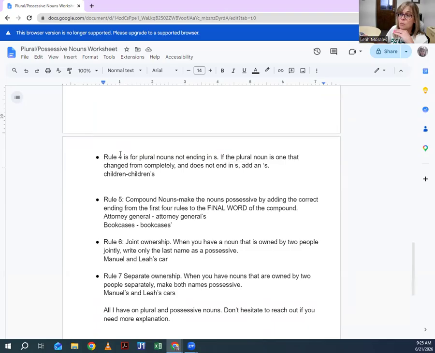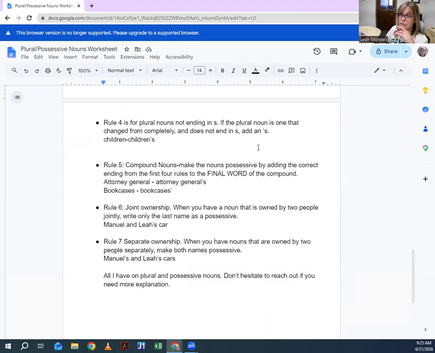Rule number 4 is for plural nouns not ending in s. If the plural noun is one that changed form completely and does not end in s, add an apostrophe s, right? Like children. Children is plural. If it's only one, it's child. Children is plural. So you just add an apostrophe S, okay?